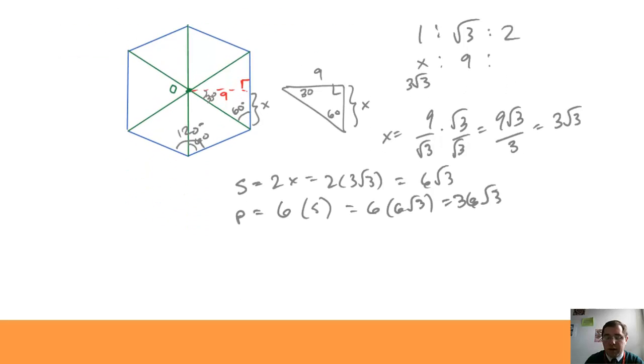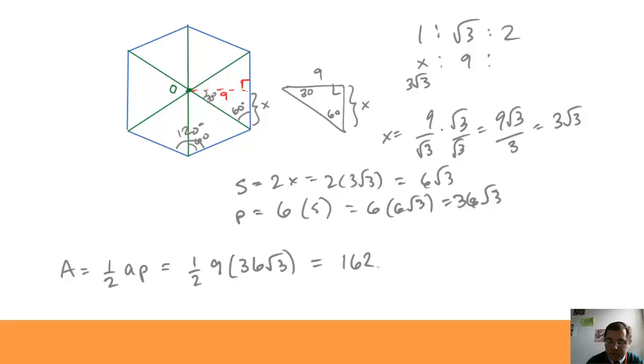And now we're ready to apply the formula, because now we know everything we need to know. So the area, 1/2 of A times P, the apothem times the perimeter. The apothem, we're told, was 9, so 1/2 of 9 times perimeter, which is 36 radical 3. Don't go to a decimal, I want the radical 3 in there. And I remember that multiplication is commutative, so I can take the 1/2 times the 36, which gives me 18, and the 18 times 9 gives me 162 times radical 3.